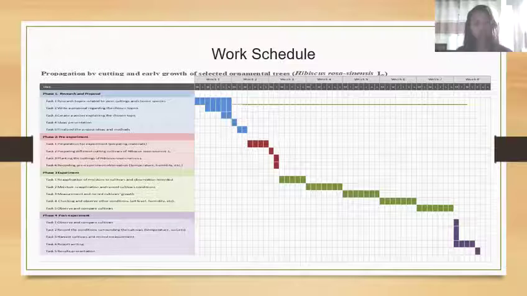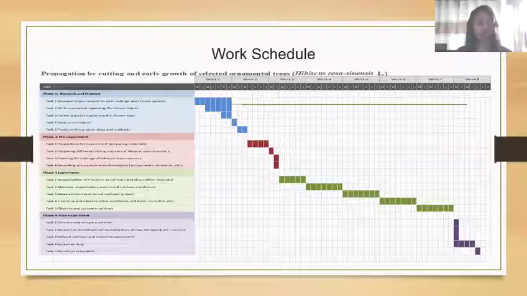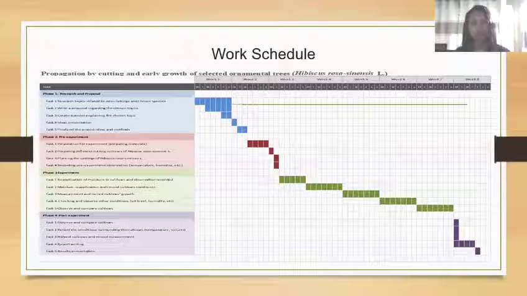The work schedule that we plan for this research is that for phase 1, especially for research and proposal, it will be covered from week 1 until half of week 2. For phase 2, which is the pre-experiment, we wish to collect materials and prepare before we do the real experiment. And phase 2 will be covered from week 2 until week 3. For phase 3, which is the experiment, it will be covered from week 3 until week 7.